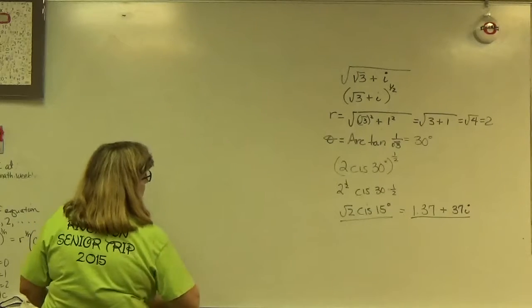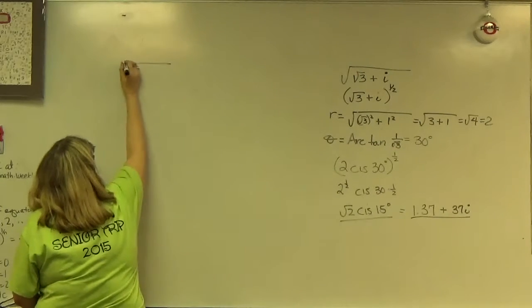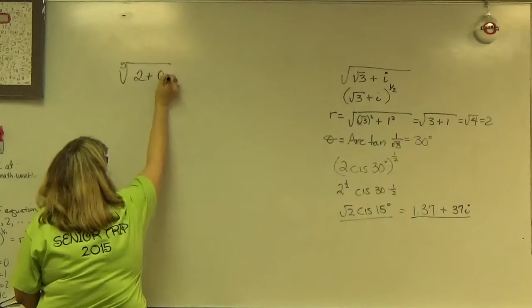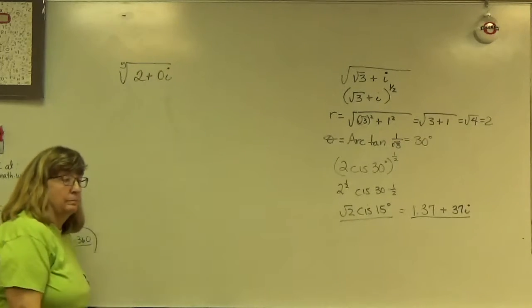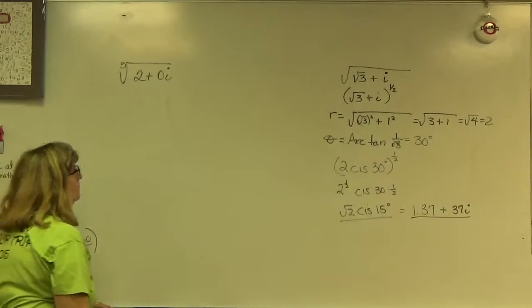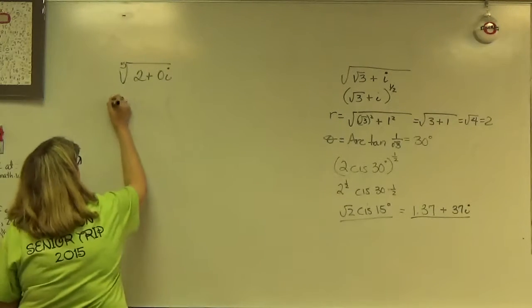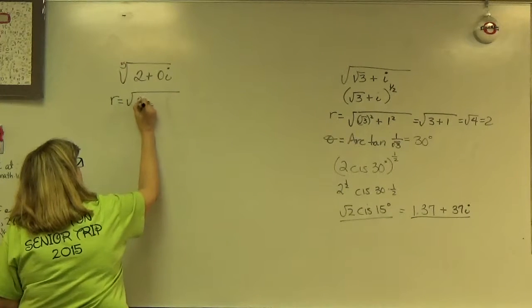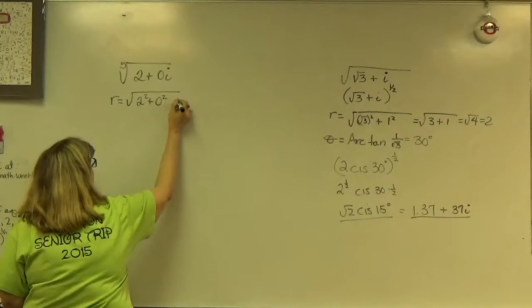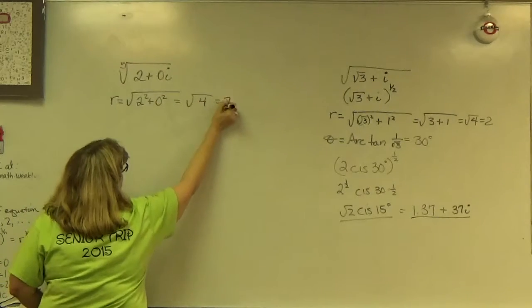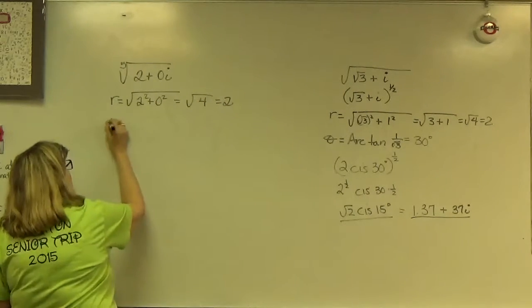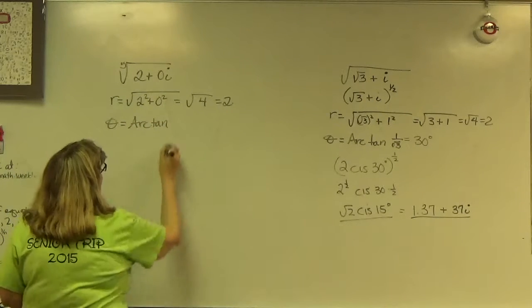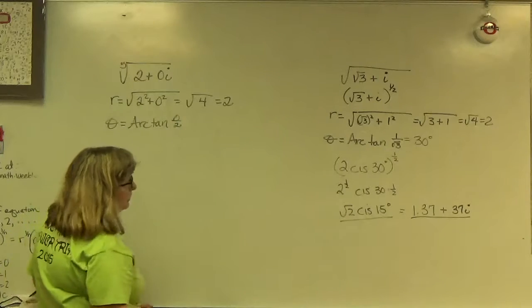This time I want to do the fifth root of 2 plus 0i. So we want r first. So Dalton, what's the r going to be? 2 squared plus 0 squared, so it's 4, the square root of which is 2. Okay. Theta, Mason? It will be arctangent of 0 over 2. And 0 divided by 2 is 0.